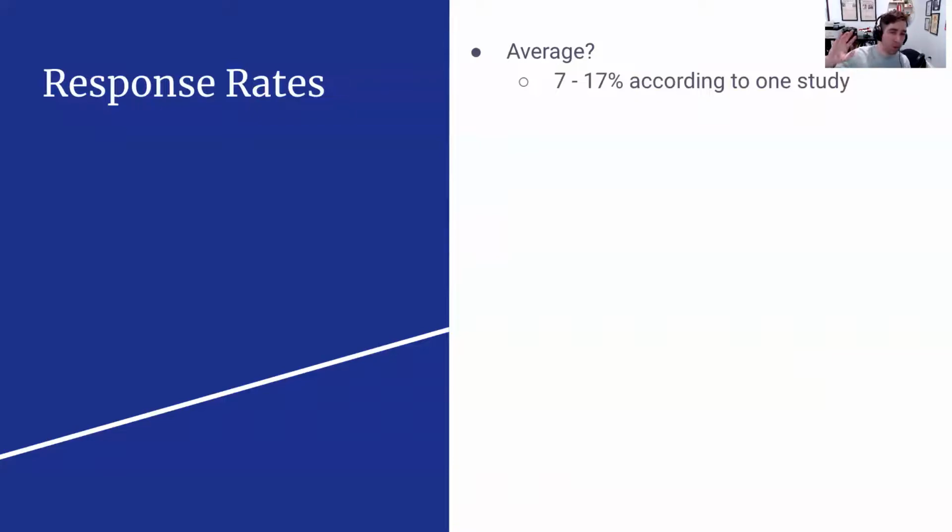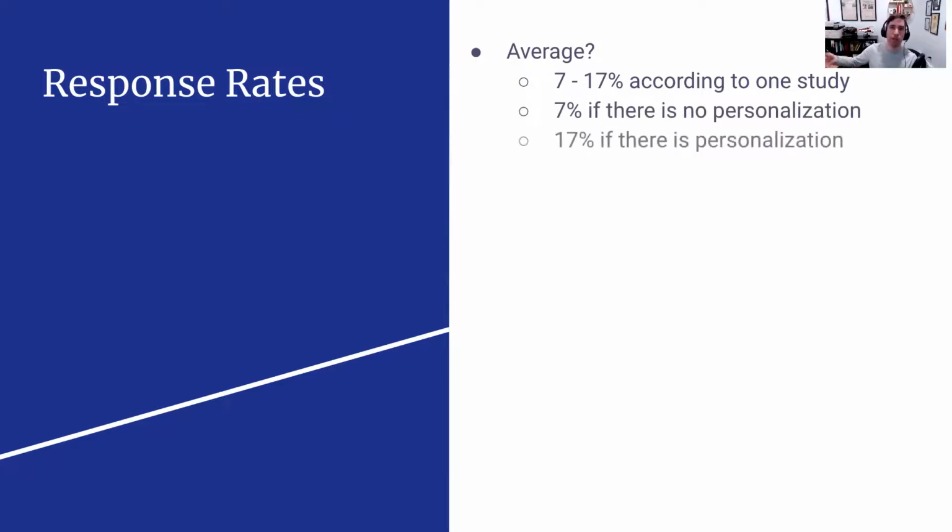Overall, according to one study, the typical average response rate from outreach is between 7 to 17%. They found a 7% average if there is no personalization, but up to a 17% response rate if there is personalization. This comes from one particular study. I'm not sure about the parameters of it, but I would agree to the extent that personalizing content does make it much more likely you get a response.